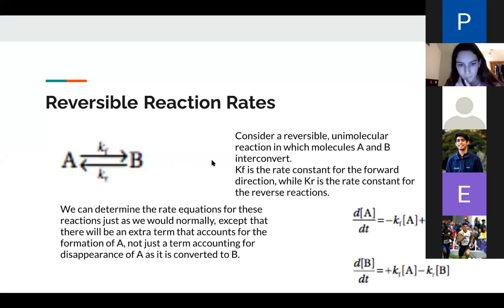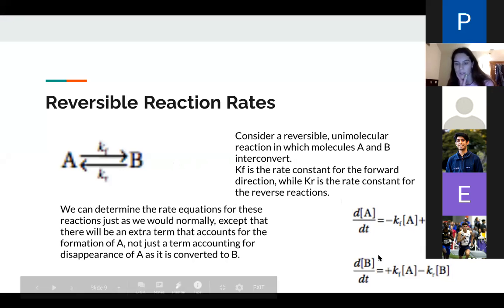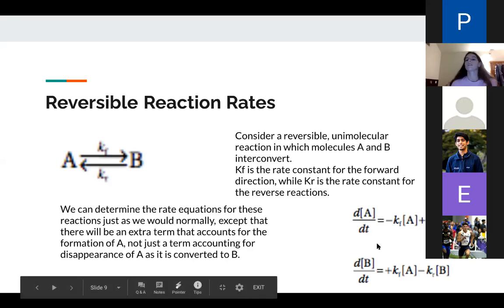You can see that these rate equations are given here: the derivative of the concentration of A equals negative Kf times A plus Kr times B. And for the change in B, it's Kf times A minus Kr times B.